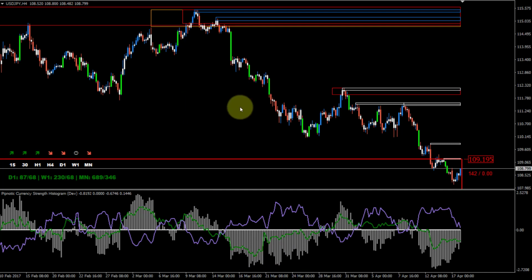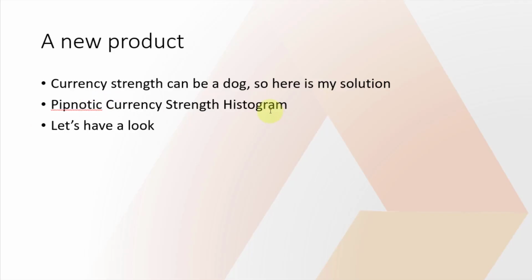So that's the new product here, the Pipnotic currency strength histogram, and it will be available towards the end of this week.